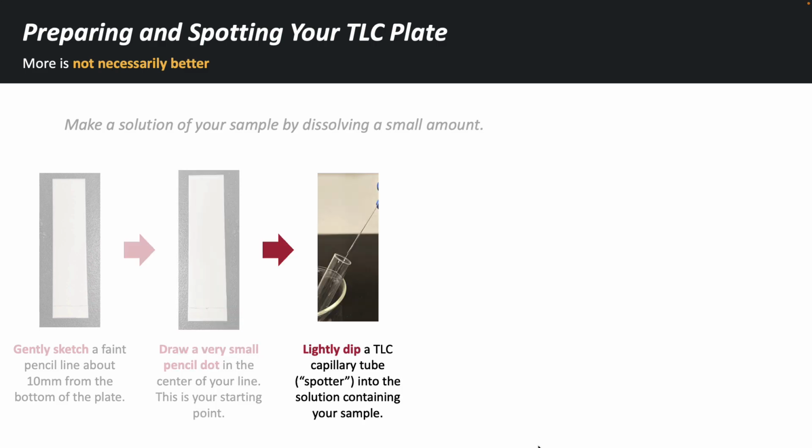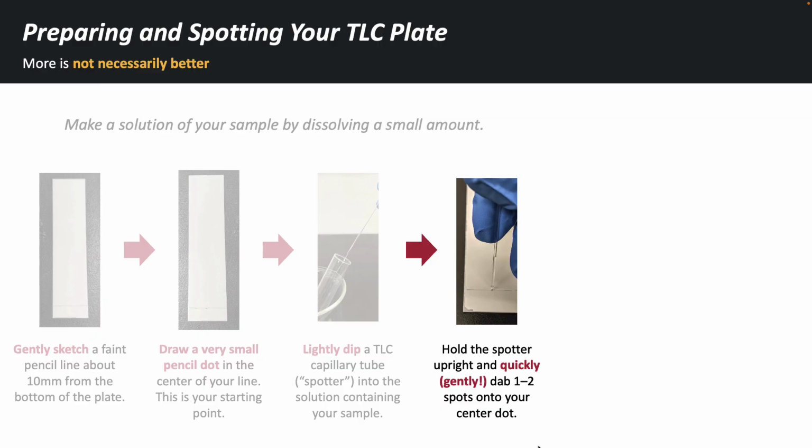You'll then lightly dip a TLC capillary tube, more commonly called a TLC spotter, into the solution containing your sample. And then you'll hold the spotter upright and very quickly and gently dab 1 to 2 spots right on that center dot. Assuming you've used pencil, the pencil will not interfere with your compound, will not interfere with your data.